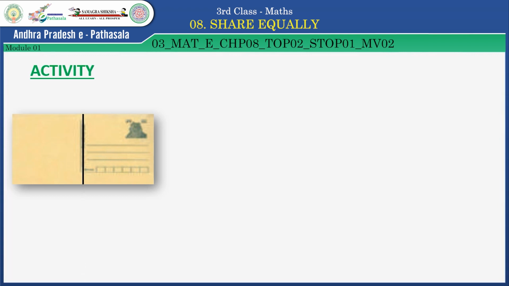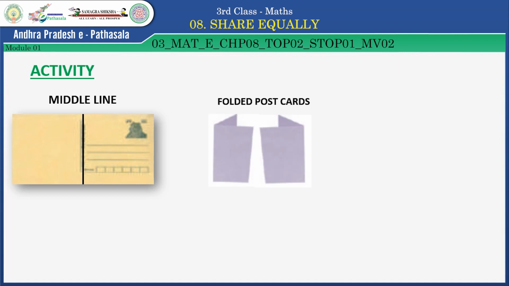Yes, that's the middle line. And they folded the postcards according to the middle line. That means the picture shows folded postcards. Now they arranged them into a paper horse.